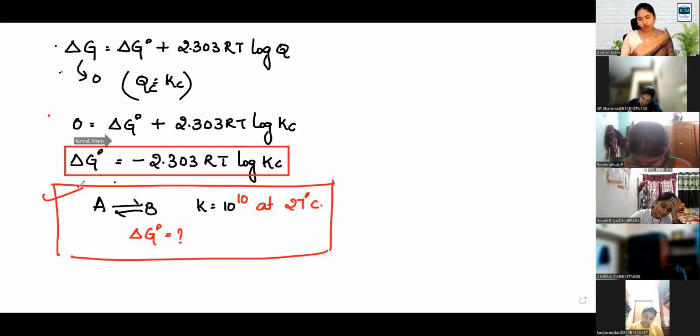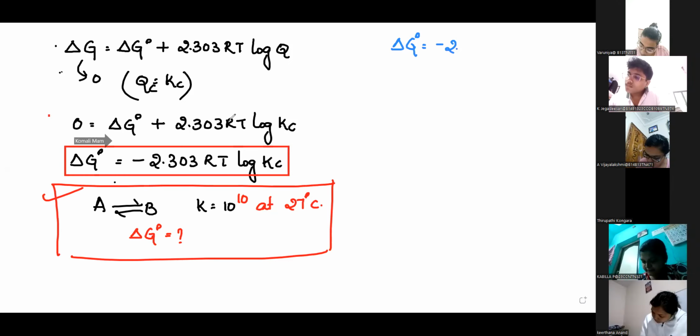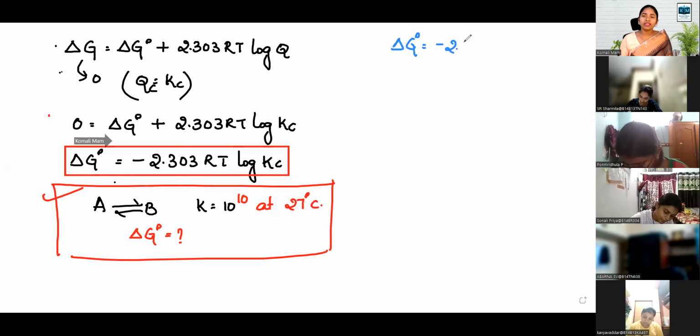A gives rise to B. Every data is there. How should we solve this question? Delta G naught is equal to minus 2.303 RT log K. Important: we are finding delta G naught, not delta G. Which R value do we have to substitute?